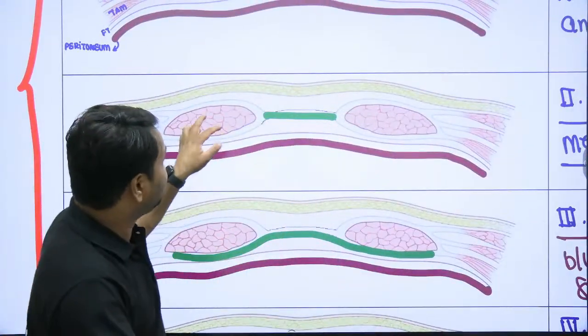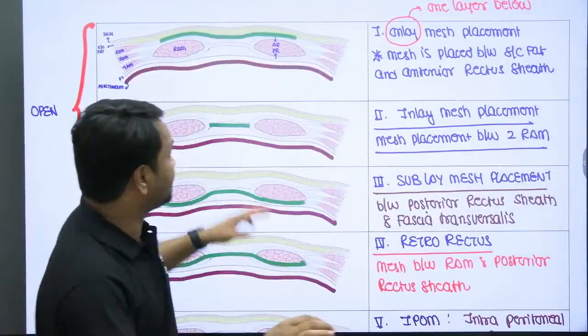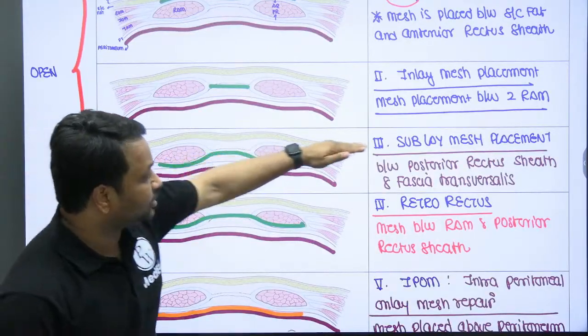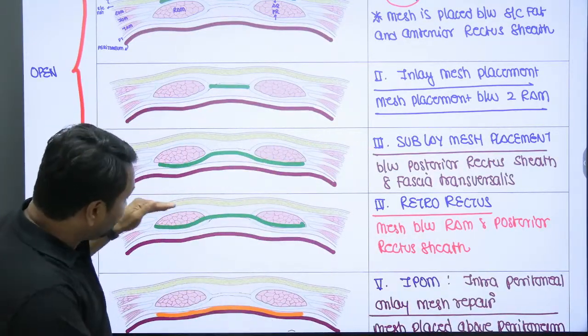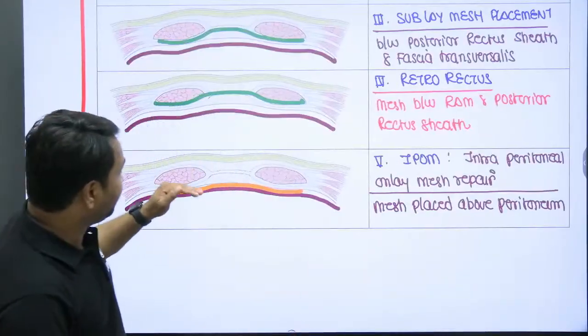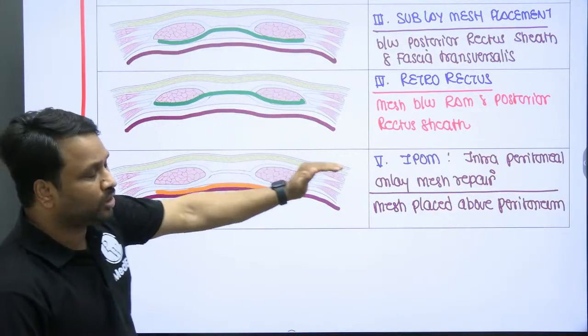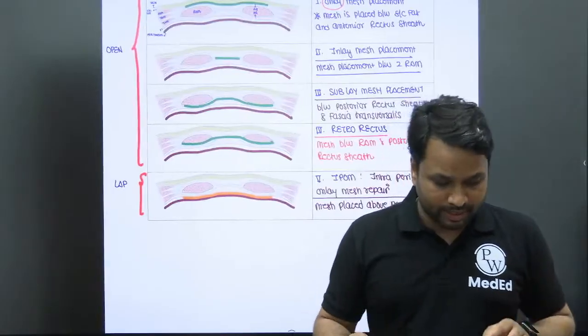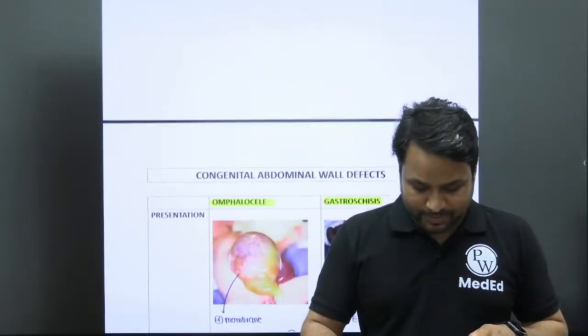If you're going to place it between two rectus abdominis, this is what we call inlay. If you put it under the rectus abdominis muscle, it is called sublay. If you put it between the rectus and the posterior rectus sheath, it is called retrorectus. And if you place it just above the peritoneum, it is called IPOM, intraperitoneal onlay mesh repair. Okay? So these are with respect to mesh placements.